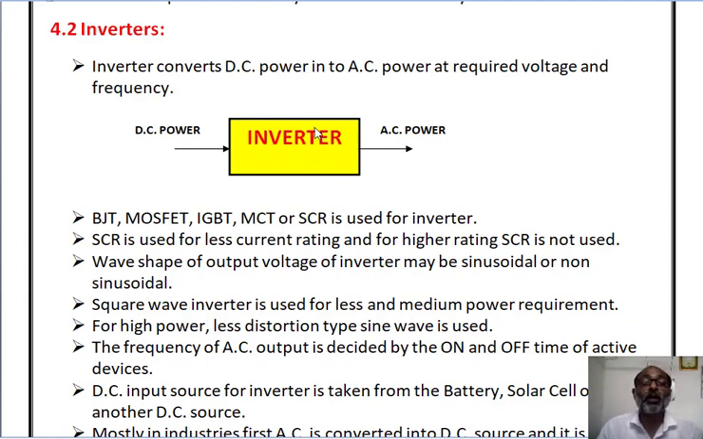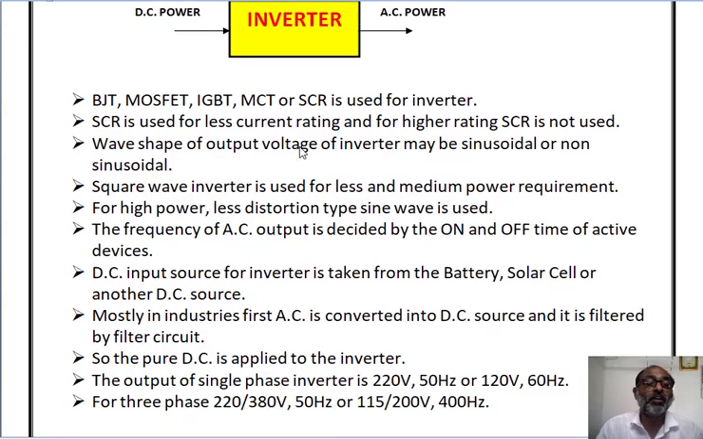The output of a single phase inverter is 220 volt, 50 hertz or 120 volt, 60 hertz. Similarly, for three phase it is 220/380 volts at 50 hertz frequency, or 115/200 volt at 400 Hz frequency. We can also design for different voltage and frequency levels as per our requirement. We can design the circuit as per our requirement.